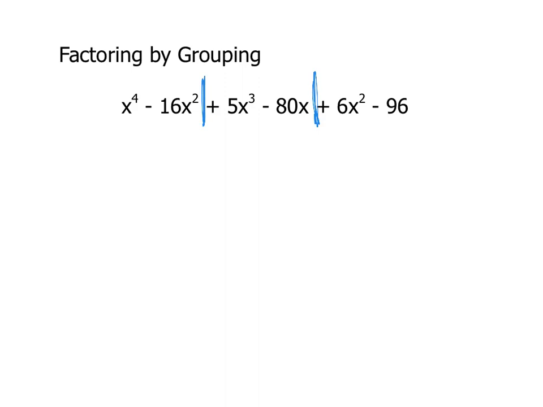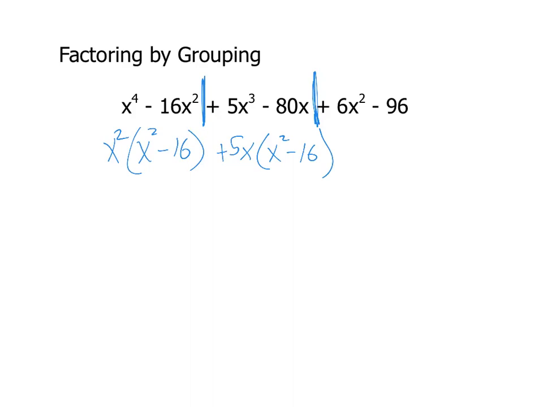When I factor the first one, I'm going to get x squared as a GCF, and that's going to leave behind x squared minus 16. If I take a look at the second one, it looks like there's a GCF of 5x, so it's a positive 5x. And guess what? There's my x squared minus 16 again. How about that?